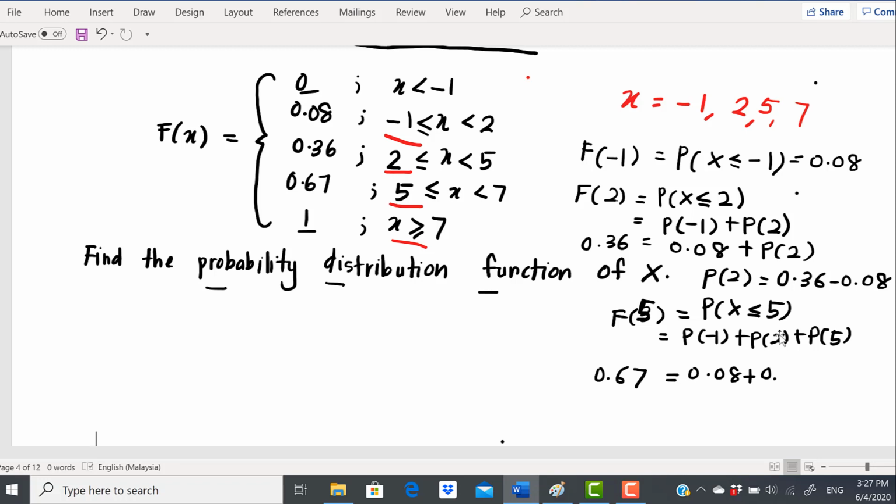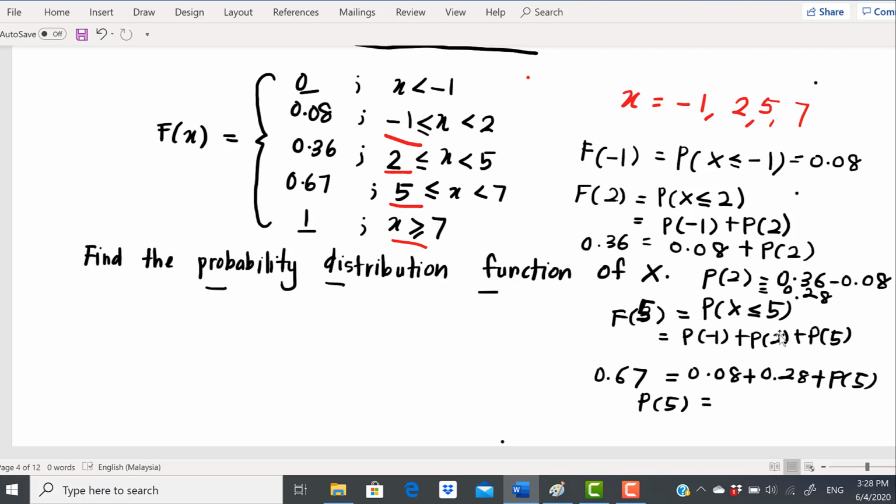We must calculate. P2 is equal to 0.36 minus 0.08, which is equal to 0.28. So plus 0.28 is equal to P5. So your P5 is 0.67 minus your 0.08 plus 0.28.